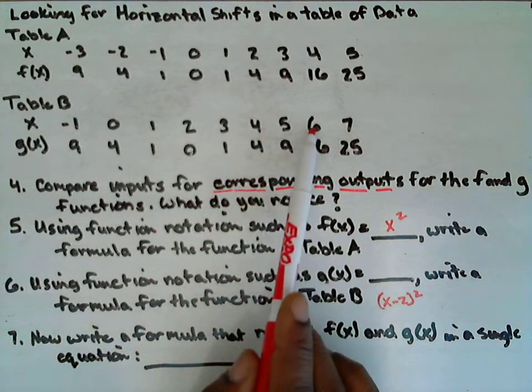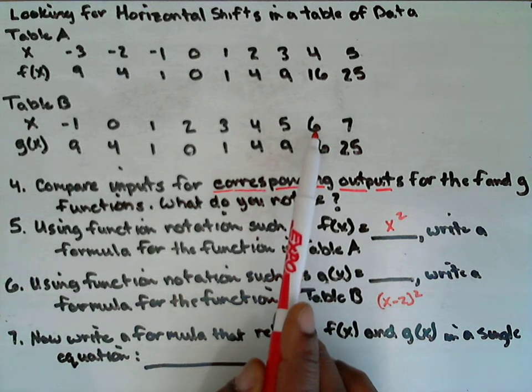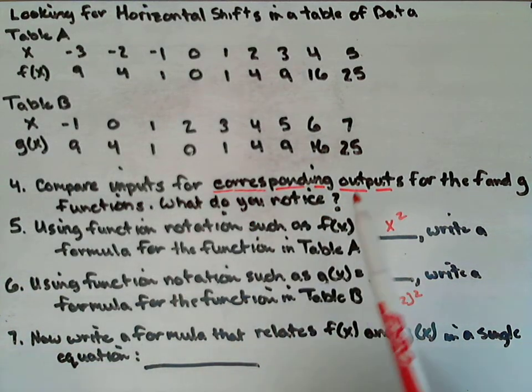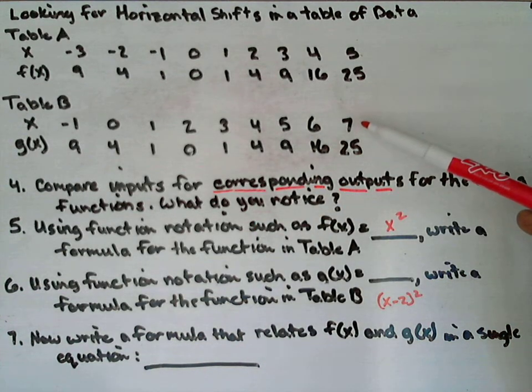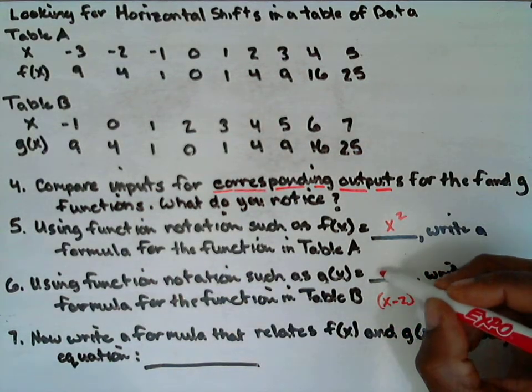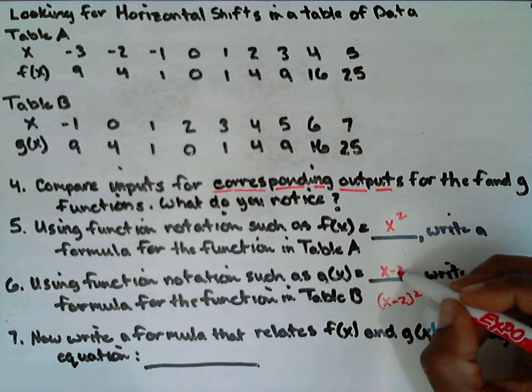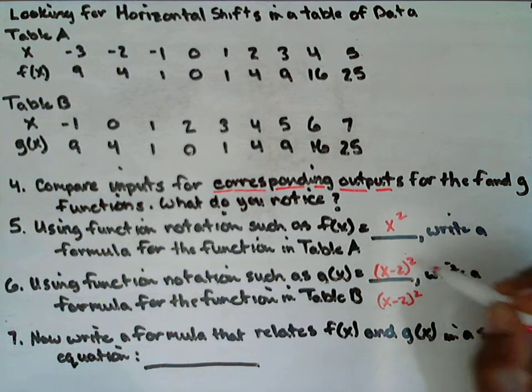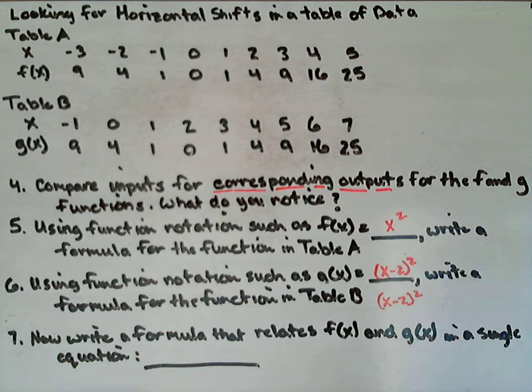And if I had 6 and I minus 2, I'd get 4. Squaring that gives me 16. And if I have 7 minus 2, I get 5. And squaring that gives me 25. So it looks like x minus 2 quantity squared would be my correct formula for g of x.